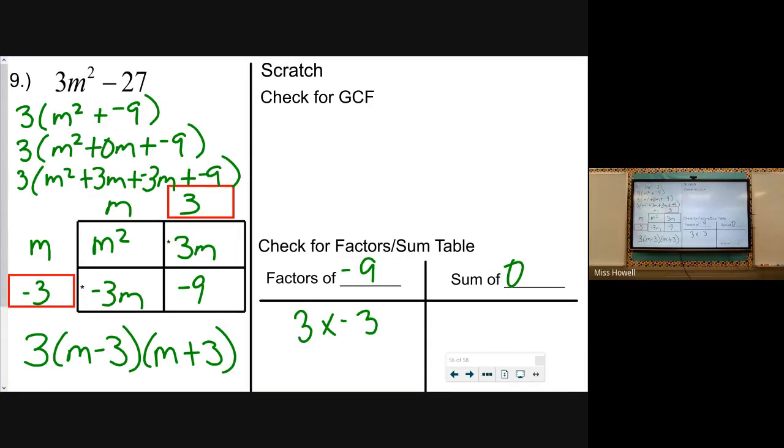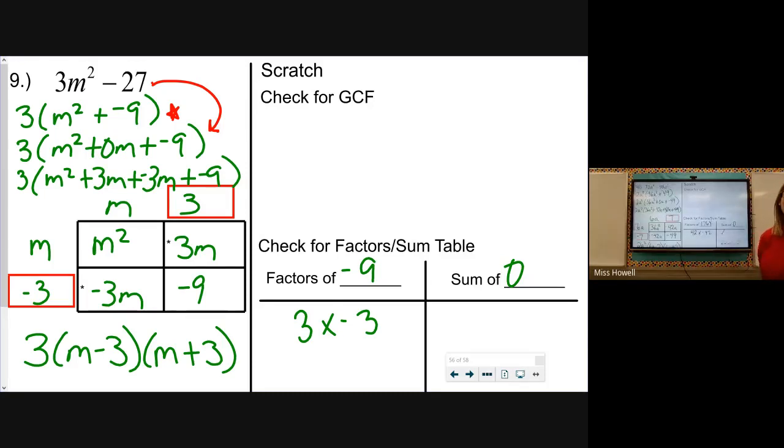All right, number 9, the problem here has a GCF of 3. I am allowed to go from here to here, and I can show that in-between step there. So we're going to factor out 3. And we can add in our 0 as a placeholder term. We end up with 3 times m squared plus 0m minus 9. So our magic combo here would be 3 and negative 3, which would end up getting us to 3 times m minus 3 times an m plus 3.